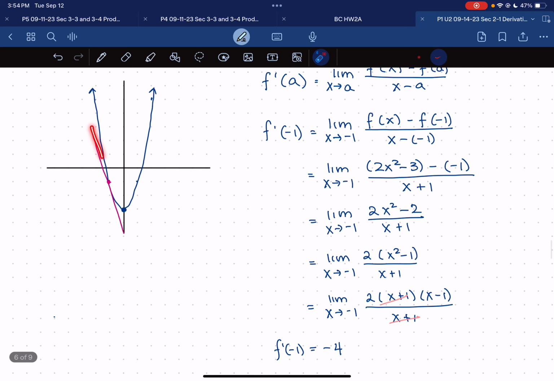And yeah, it kind of looks like it. Let's see how good I did. If we go up 1, 2, 3, 4 over 1, I came close to eyeballing it. So there you go. That's how you can find that.